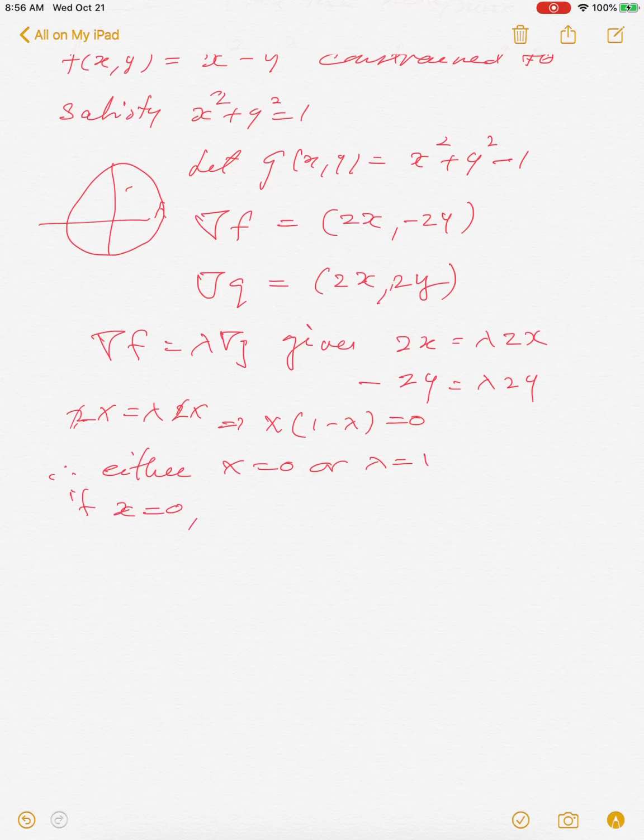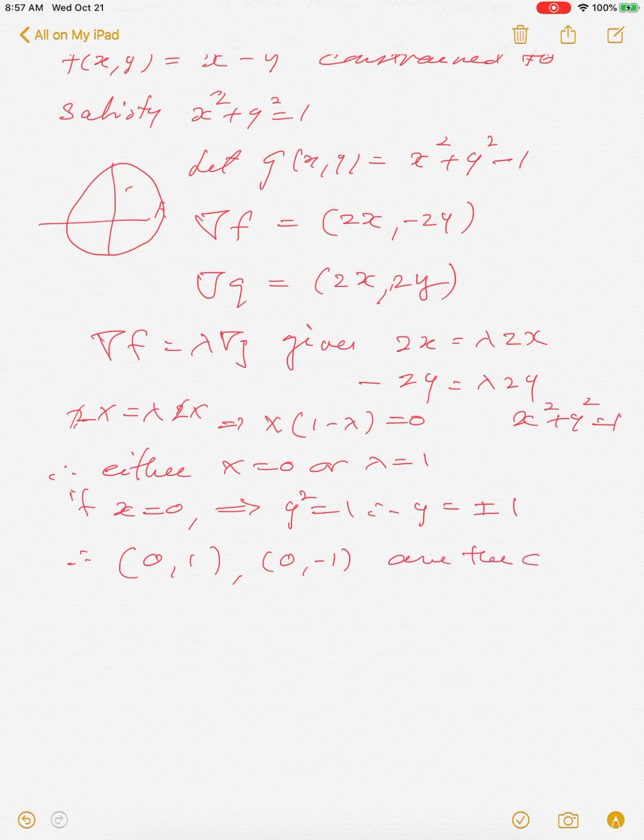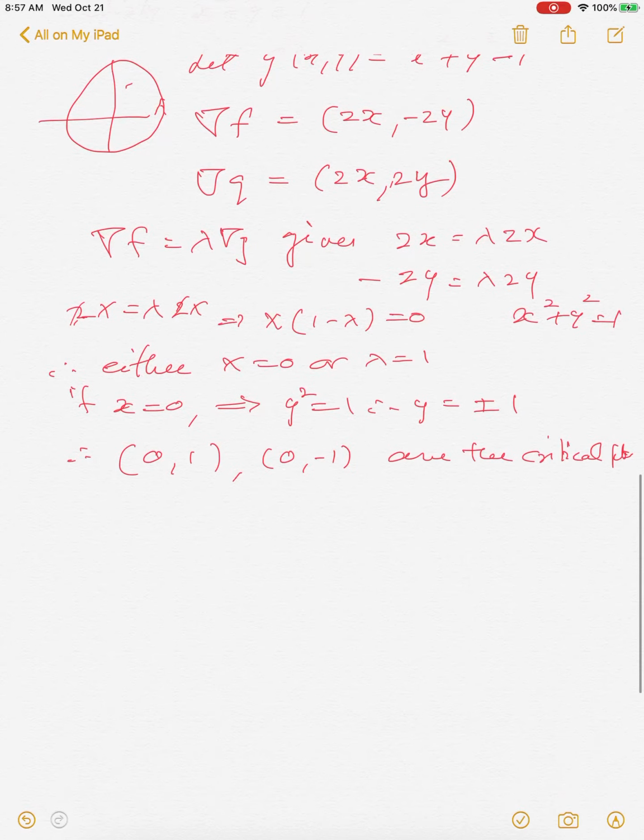So if x is 0, you have x² + y² = 1. This you cannot forget. So this implies y² is 1, so y is plus minus 1. That's one possibility. So you have (0, 1) and (0, −1) as critical points. These are the points in the domain, which is the circle, at which the function has gradient proportional to gradient of g.